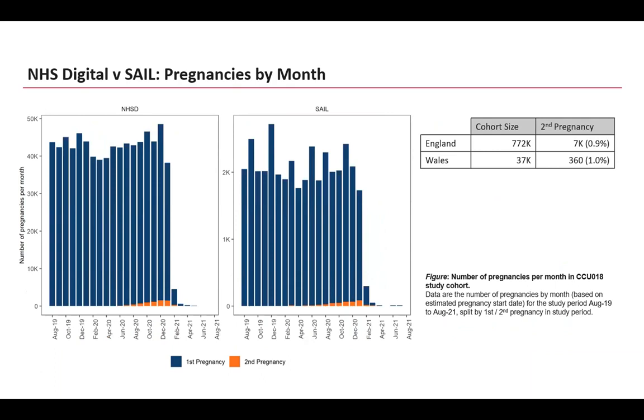Now, looking at the number of pregnancies over the course of the study period, this plot shows the number of pregnancies per month for each cohort, and orange indicates where a pregnancy is a woman's second pregnancy within the study period. The plot shows that the cohort covers the exact same time period due to the fact that we're cutting off at the same date, and also shows a very similar proportion of women with 2 pregnancies in the study period, roughly 1% in both TREs, reassuring us that the cohorts have been derived consistently across the 2 TREs.